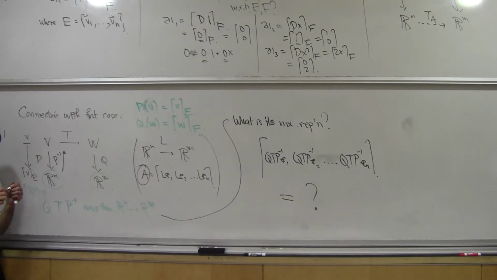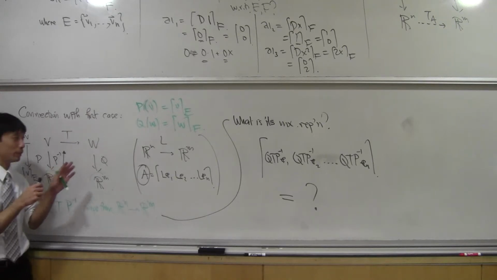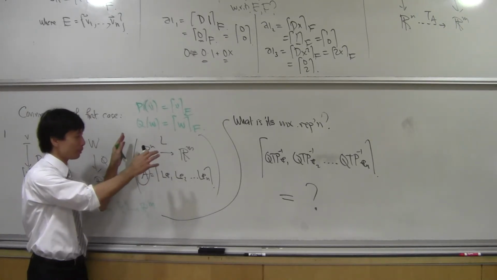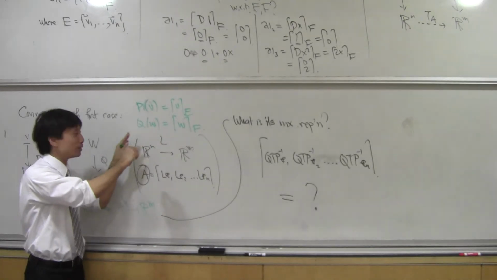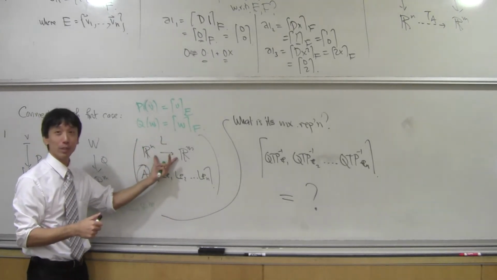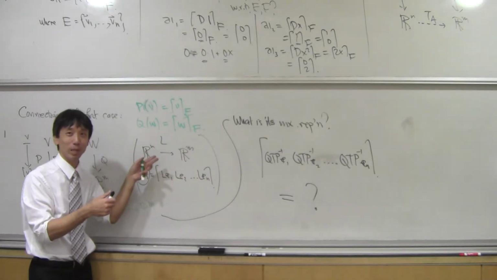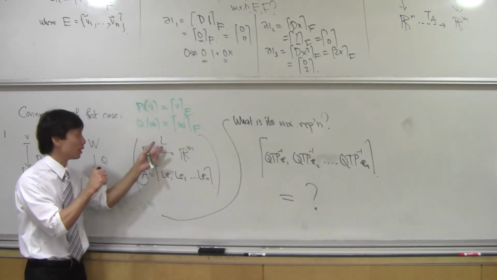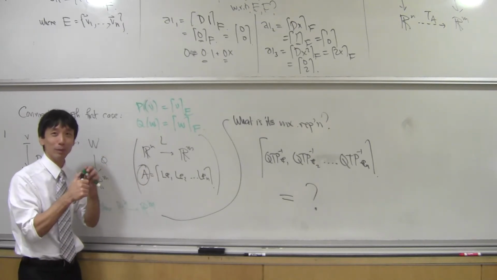Could you take QTP inverse out of the vector? No. Well, QTP inverse equals L, right? You can call it L. But L didn't have any meaning. L was just some linear transformation. So it is some linear transformation, but just calling it L won't get you anywhere.